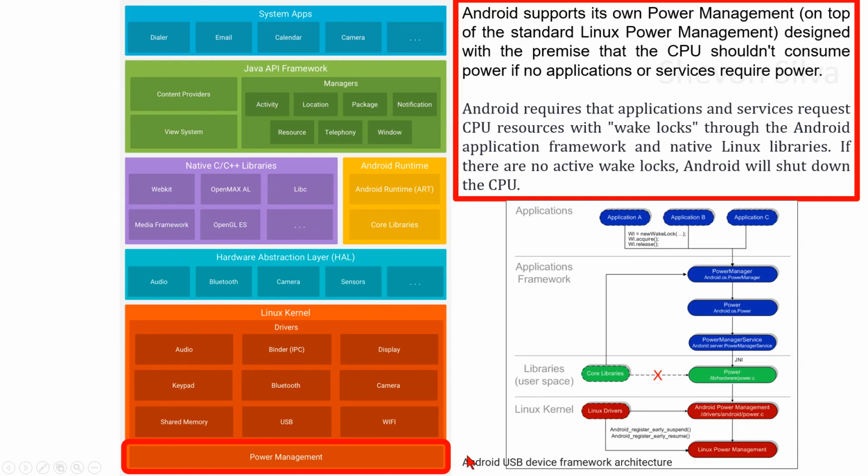Now we consider power management. Android supports its own power management on top of standard Linux power management, designed with the premise that the CPU shouldn't consume power if no applications or services require power. Android requires that applications and services request CPU resources with wake locks through the Android application framework and native Linux libraries. If there are no active wake locks, Android will shut down the CPU.